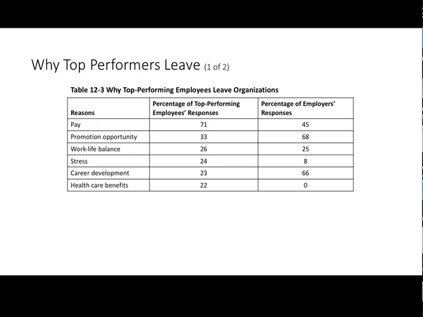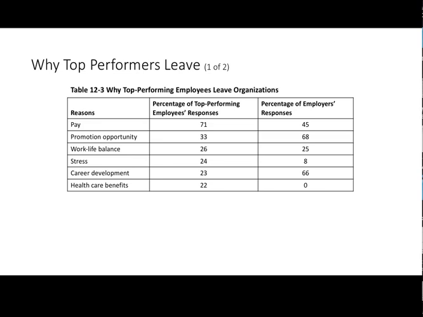Table 12.3 from the textbook looks at why top-performing employees leave an organization. So these are dysfunctional turnover and why they are leaving. We want to be able to investigate, why are we losing our best people? So many times it is because of pay issues. From this survey, the percent of top-performing employees' responses, 71% said that it was pay. 45% of the employers said it was because of pay.